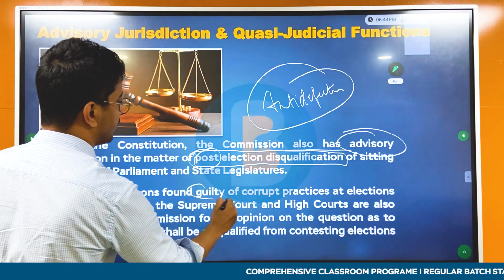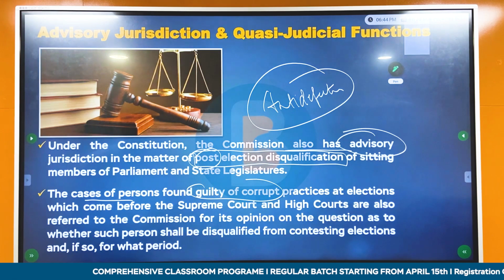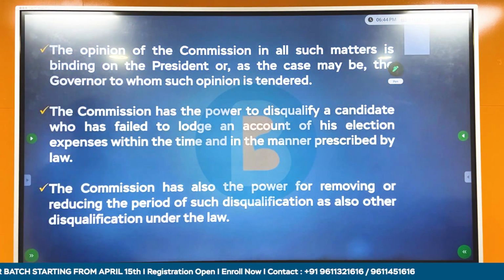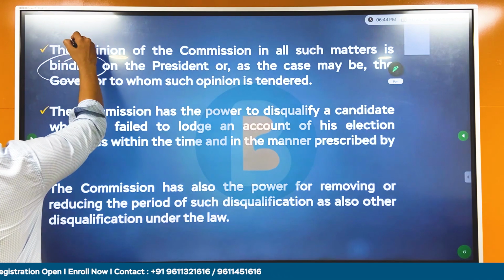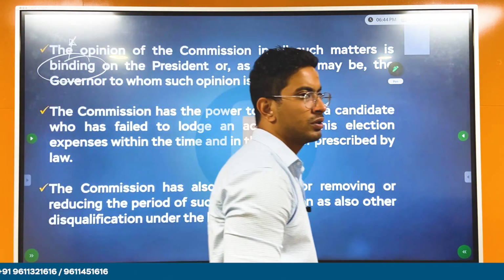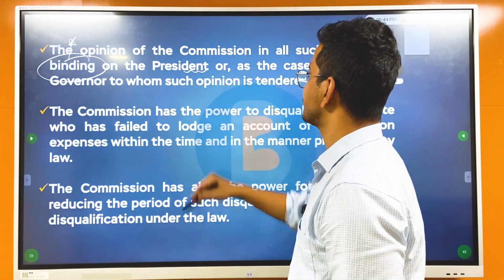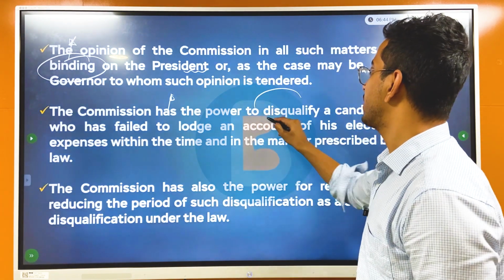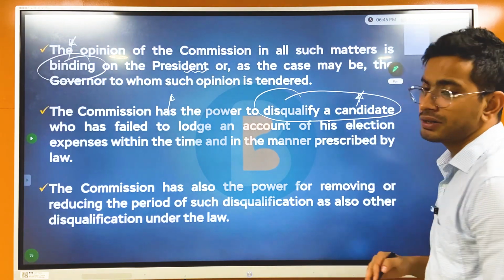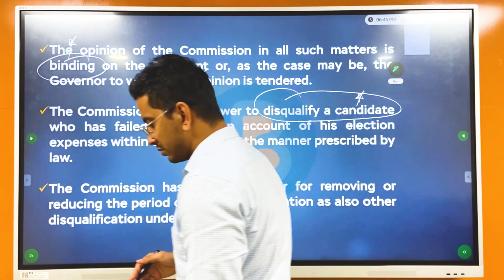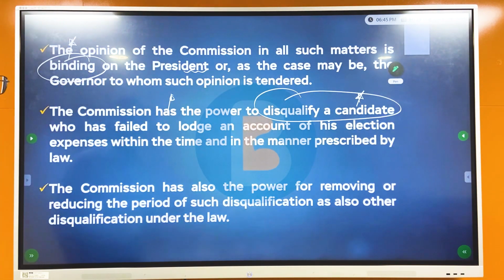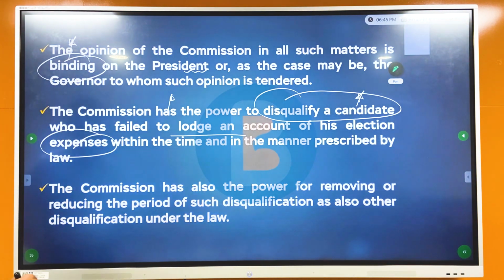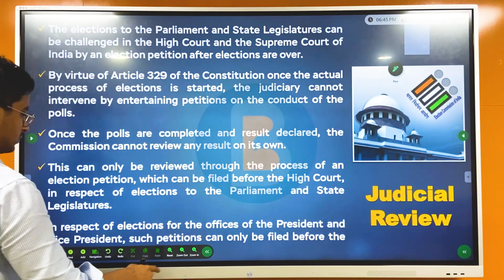The cases of persons found guilty of corrupt practices at election, which comes before the Supreme Court and High Courts, are also referred to the Commission for its opinion. The opinion of the Commission in all such matters are binding. Once it comes to the Commission with respect to the corruption, these are binding on the President. This is again very important. The commission has the power to disqualify a candidate. So this is important. Do not get confused between candidate or a political party. They can disqualify a candidate who has failed to lodge an account of his election expenses within time.